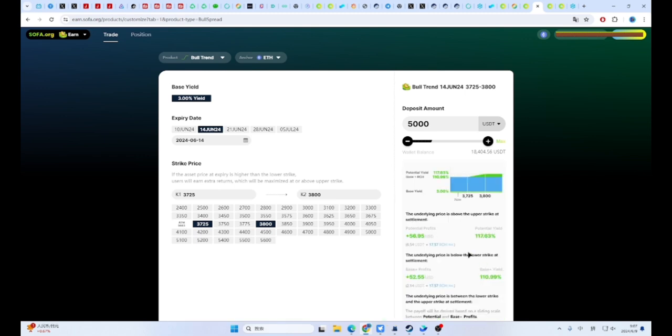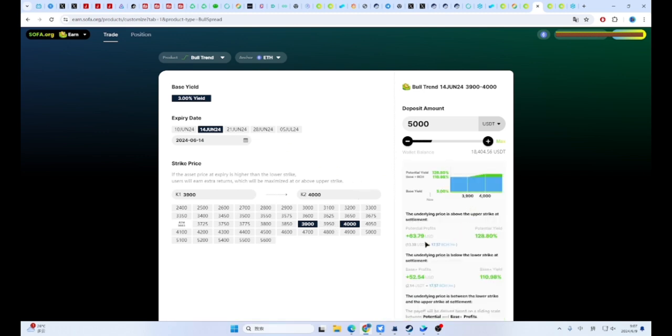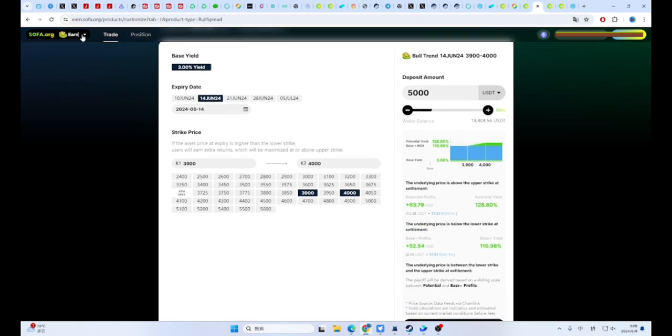It doesn't make a huge difference. If you want to take a gamble, setting a spread in this range will definitely yield higher returns. If you're simply aiming for RCH, I recommend going for the range bound. It's simpler and easier to understand, so there's no need to do the bull-bear trend. Now, let's look at Surge.